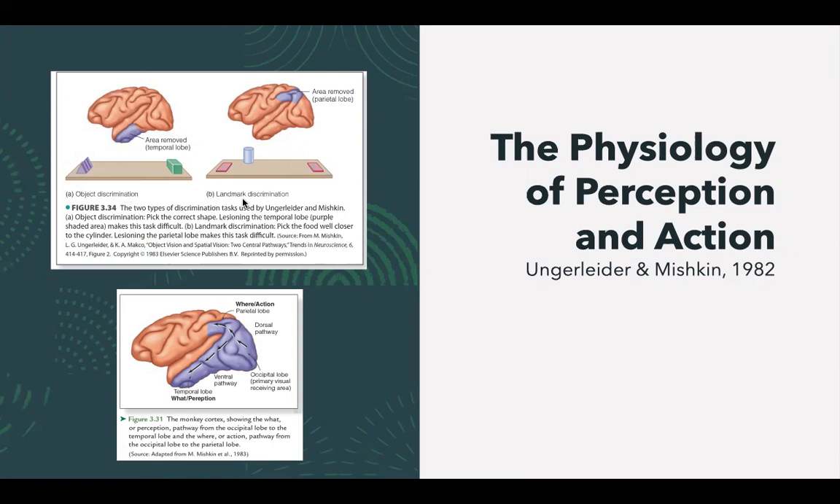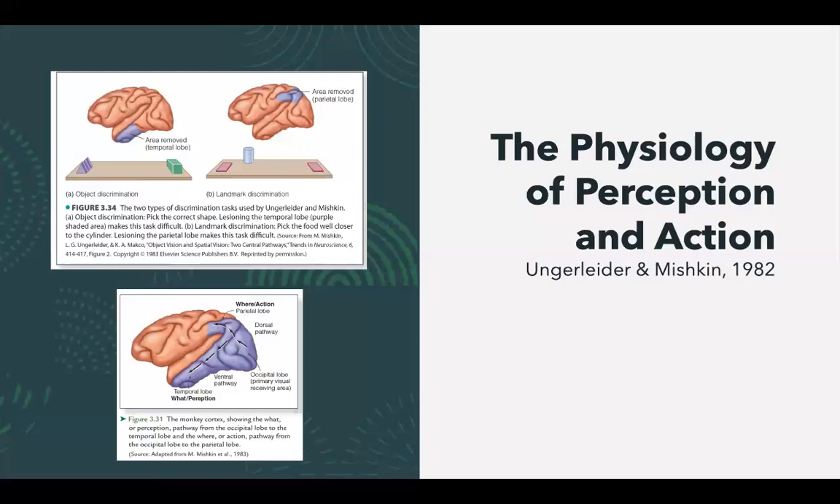and landmark discrimination. In the object discrimination problem, a monkey was shown one object, such as a rectangular solid, and was then presented with two choice tasks like the one shown in figure A, which included the target object, or the rectangular solid. If the monkey pushed aside the target object, it received the food reward that was hidden in a well under the object.